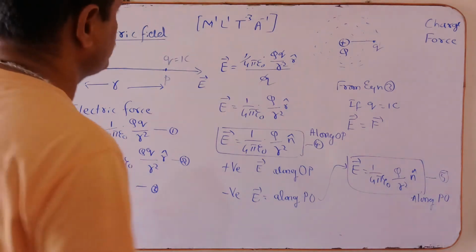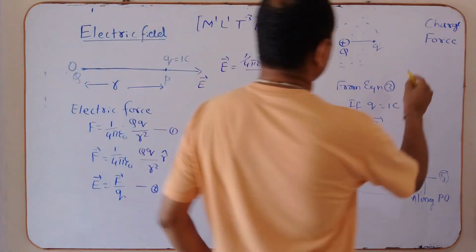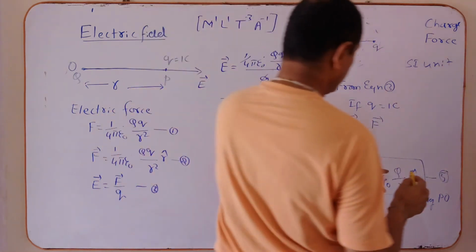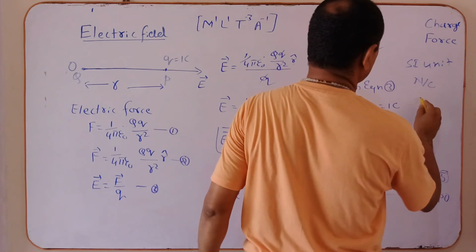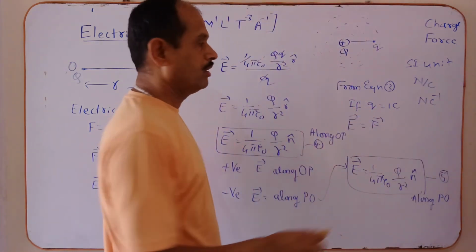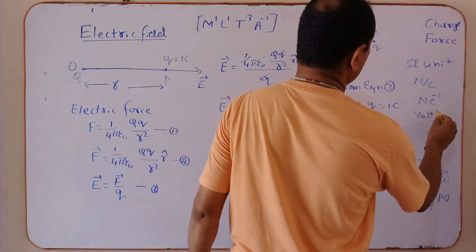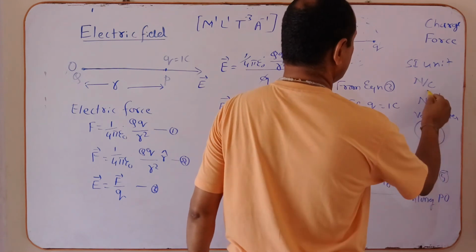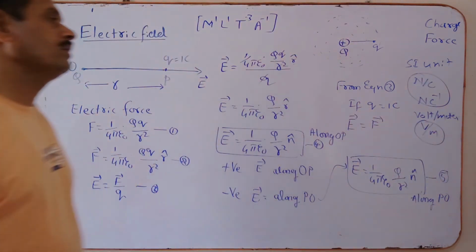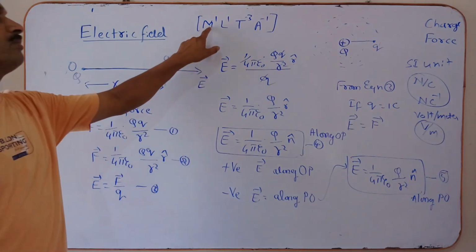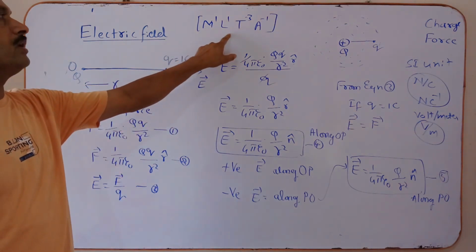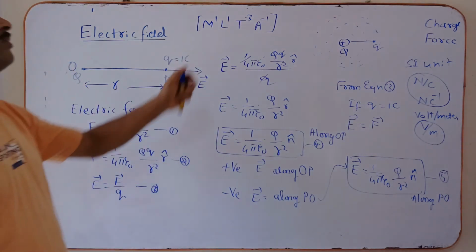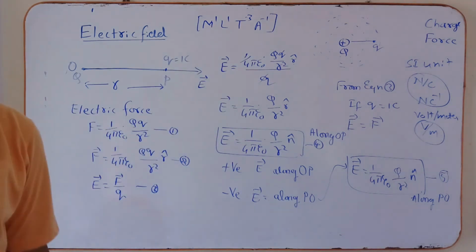Now you come to the next point. See here, the SI unit of electric field is Newton per Coulomb, or volt per meter. The dimension formula of the electric field is M raised to 1, L raised to 1, T raised to minus 3, A raised to minus 1.